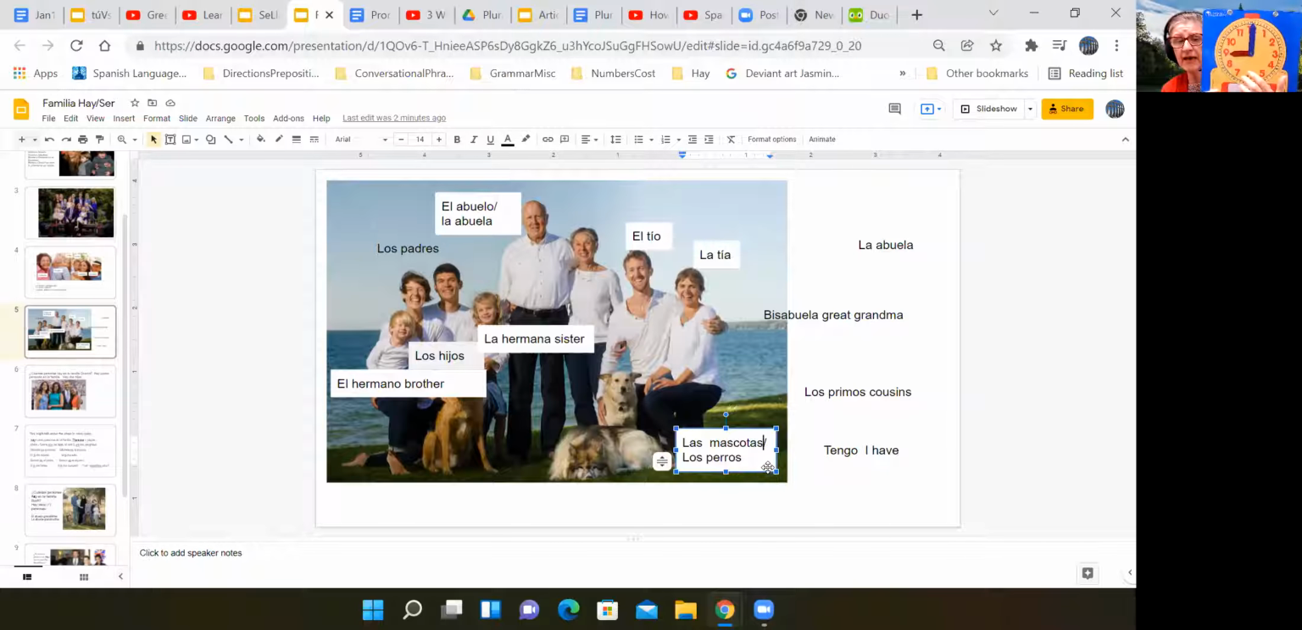So not all masculine nouns will end in O. Sometimes you just have to know this word reloj is a masculine thing. Taza ends in an A, so pretty good guess that it's going to be a feminine thing. And look at this word on the screen for pets. Pets are mascotas. It looks like mascot. Mascotas ends in an A. It is a feminine noun.